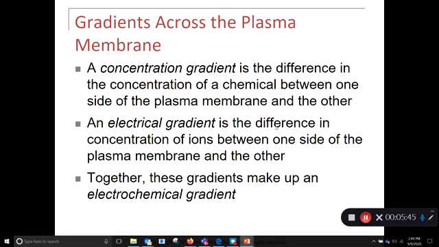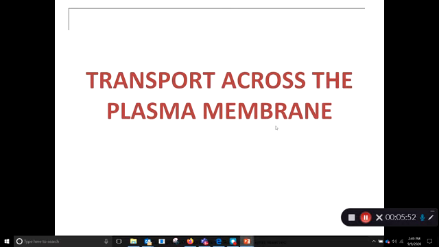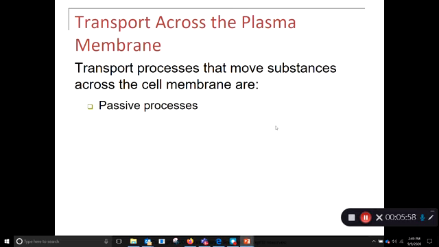So together, they're called the electrochemical gradient. The electrical gradient and the chemical gradient together are called the electrochemical gradient. Now, transport across the cell membrane and how it works. There are several ways that this could happen. It could be a passive process. Passive meaning, sure, just let it happen. Nothing stopping it from occurring.